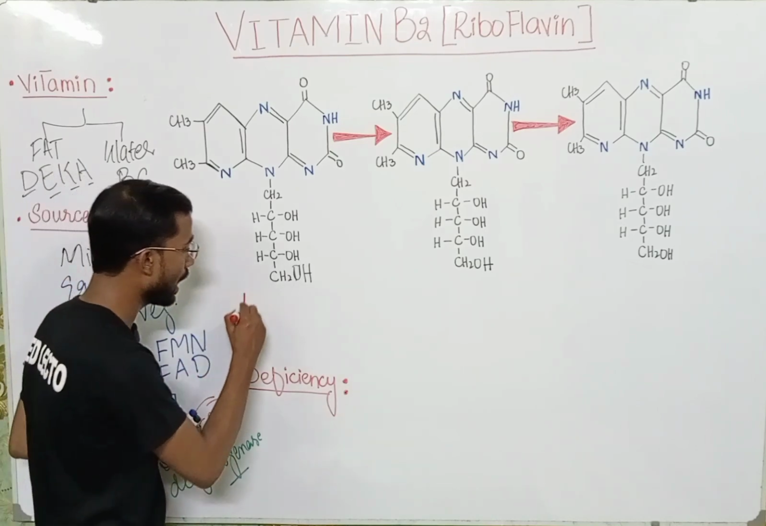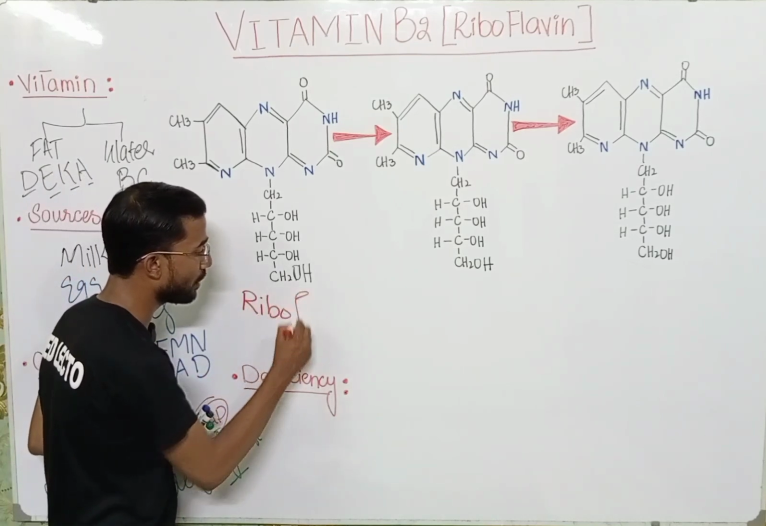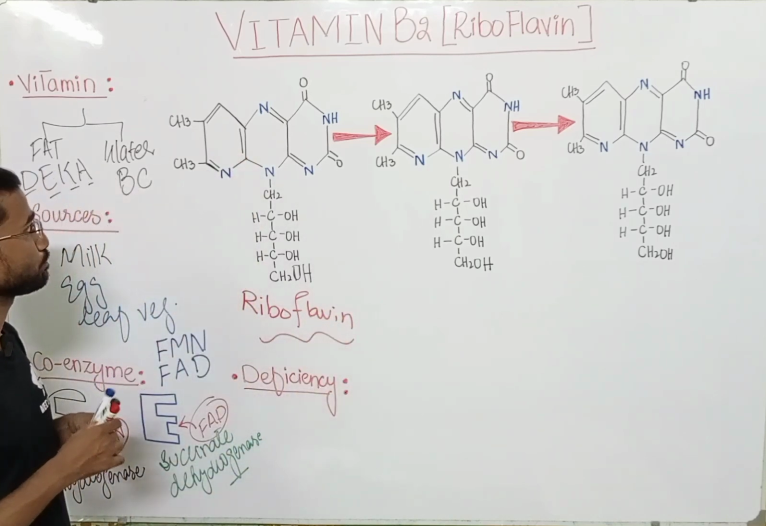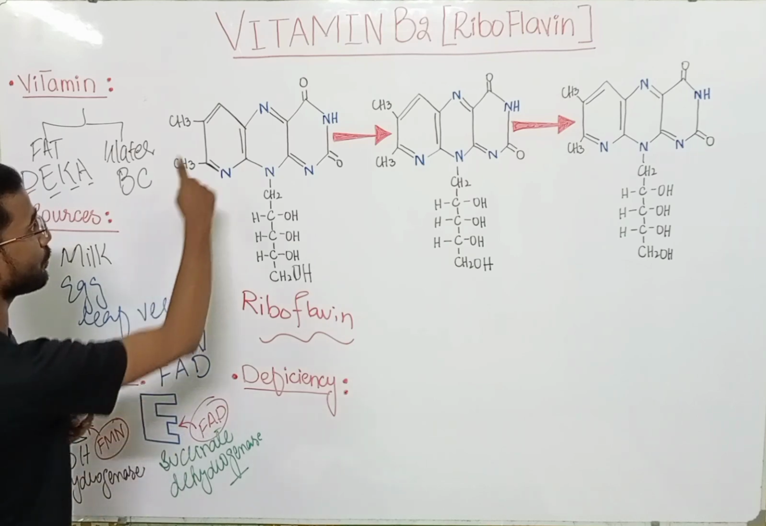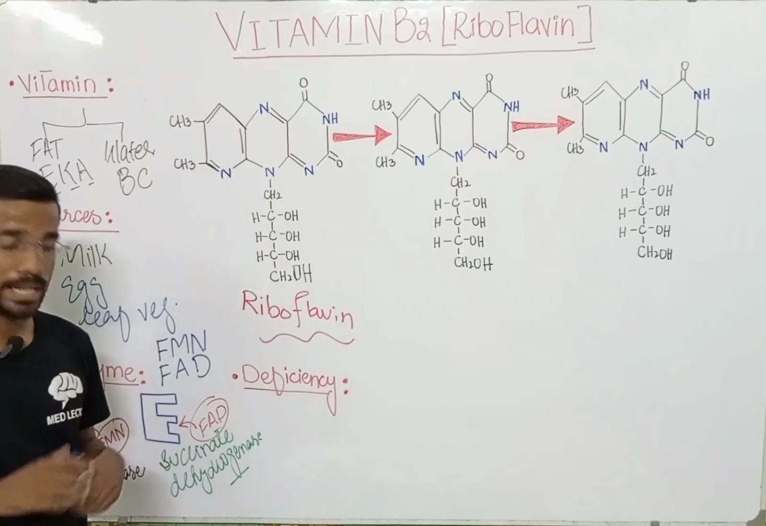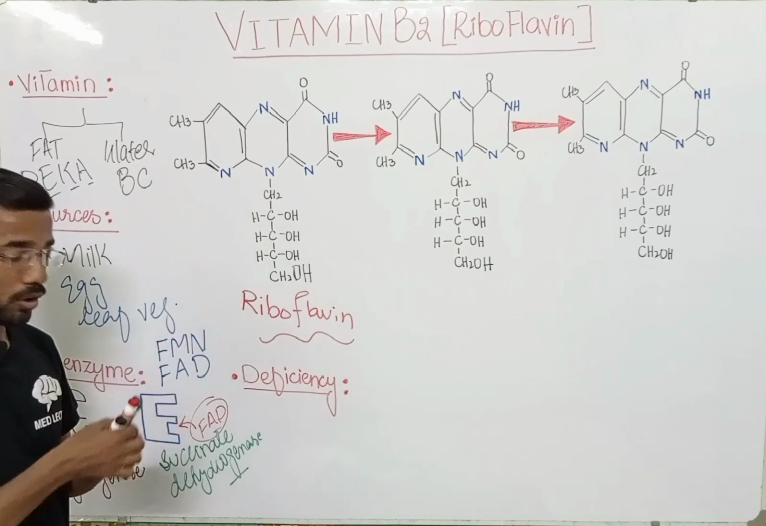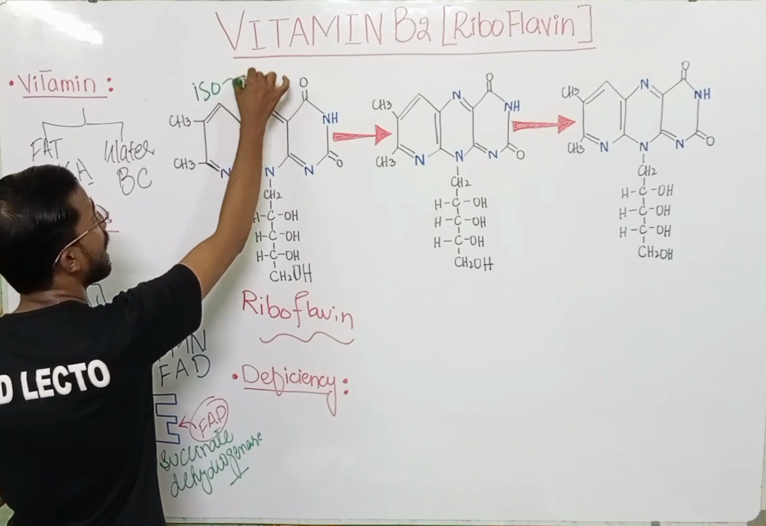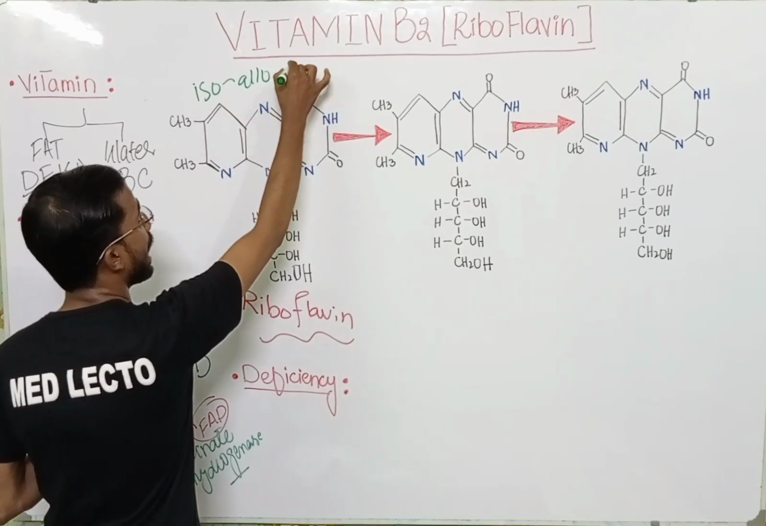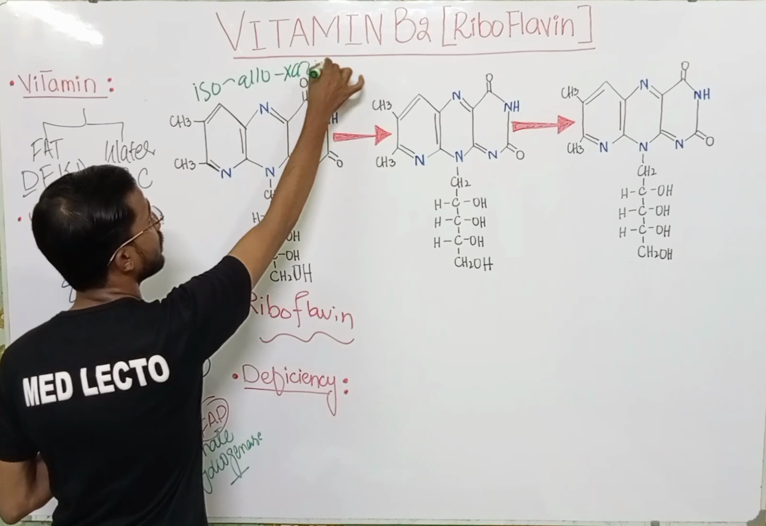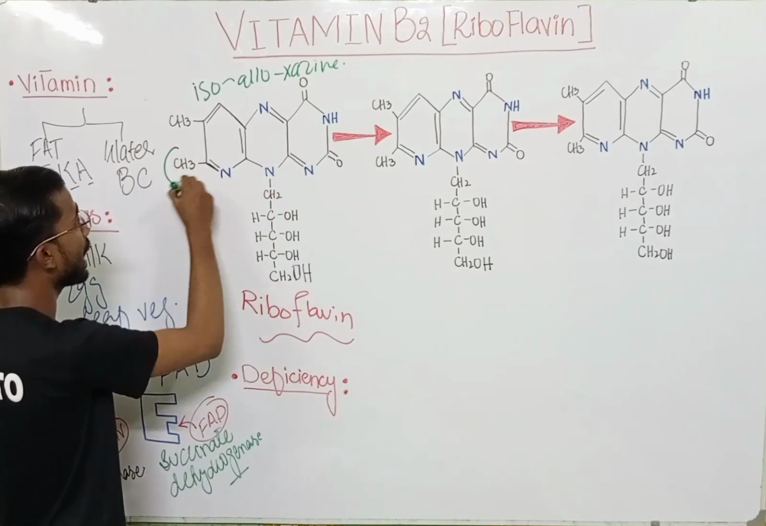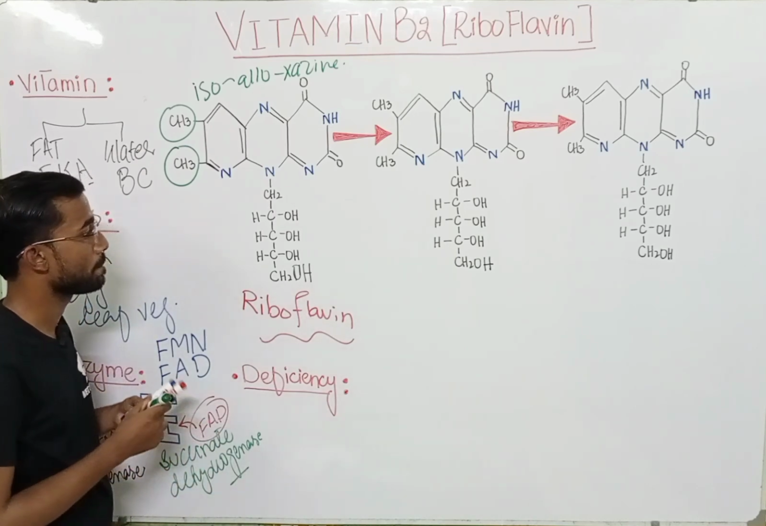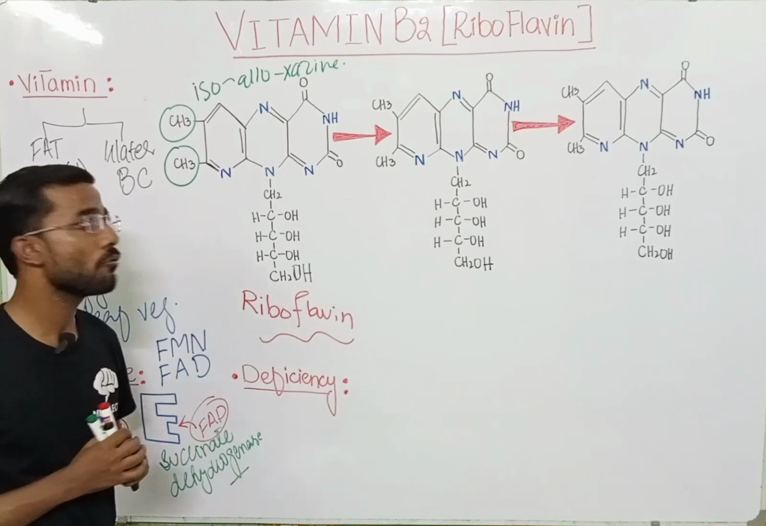Okay, next, the structure of riboflavin. If you see here, this is the structure of riboflavin, this compound. It has a ring structure and it has a tail. This ring is actually called the isoalloxazine, and it has two methyl groups, so you can say dimethyl isoalloxazine. Okay, this is actually the structure of riboflavin.